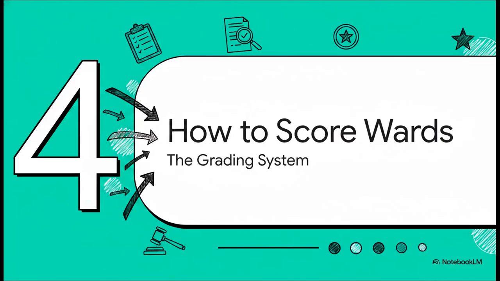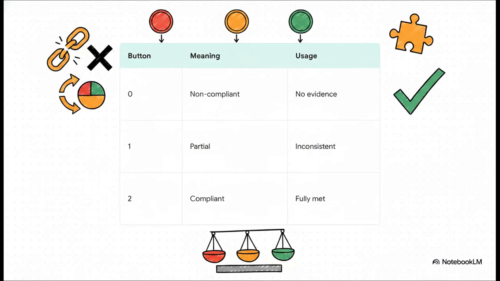Section 4, how to score wards. Now we get to the core of your job, actually grading the clinical standards. Understanding your 3 colored buttons is key. The rubric is brilliantly simple. 0, that means the requirement is totally absent, no evidence at all. A 1 is your middle ground for partial compliance.